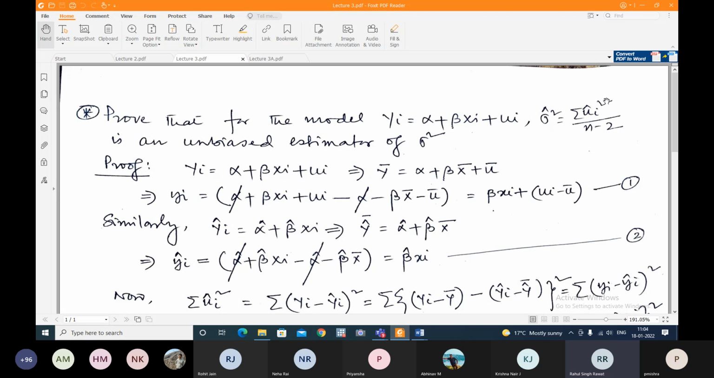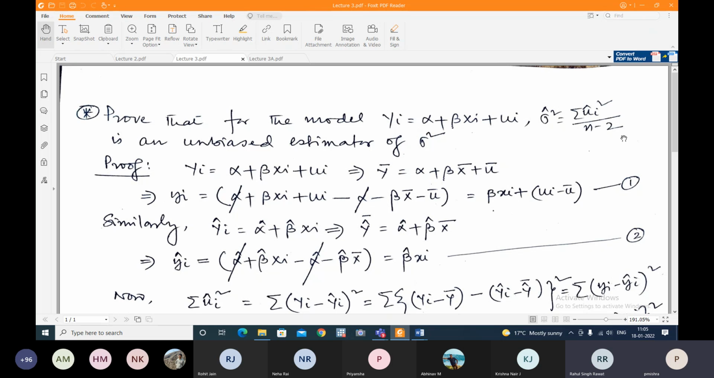What we term as RSS, residual sum of squares. And this n minus 2 is the corresponding degrees of freedom. So we can say this is the mean of the residual sum of squares. And this we can use as an estimator of sigma square. Why? Because this is an unbiased estimator, and this is what we are going to prove.